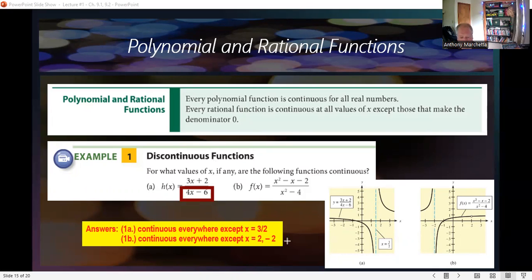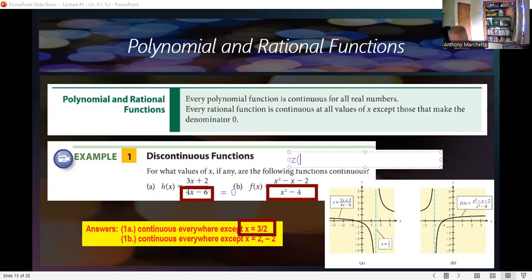And if you solve that little equation, let me write that in so that you can envision what I'm trying to say. Say the denominator equals 0 and solve that. You're going to get 3/2. And the way you say it is it's continuous everywhere except at 3/2. Or you could also say, of course, it's discontinuous at 3/2. Likewise, here, if you factor this, and remember this is again your difference of two squares, here's what the factoring would look like for that. x plus 2, x minus 2.